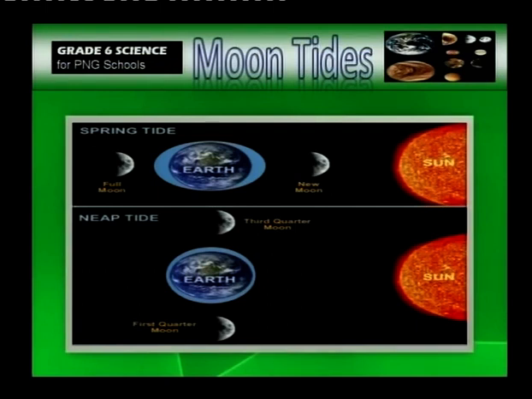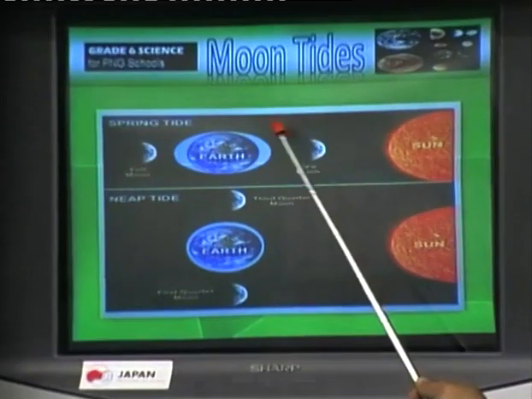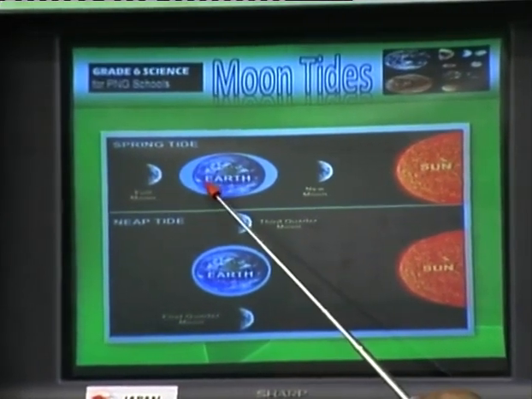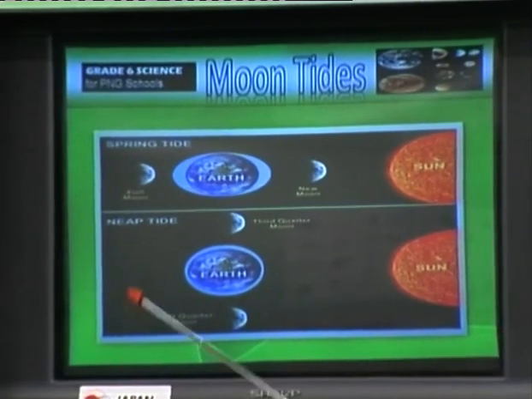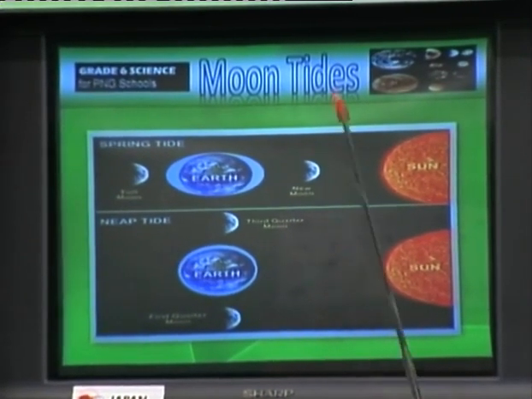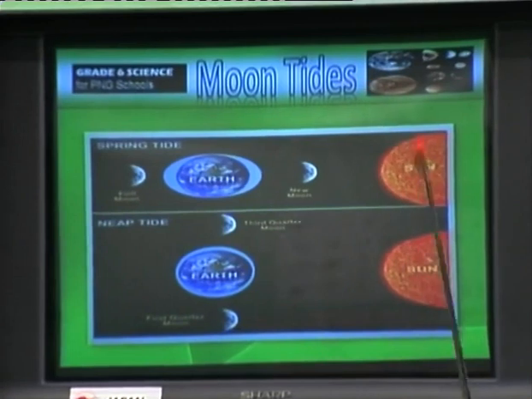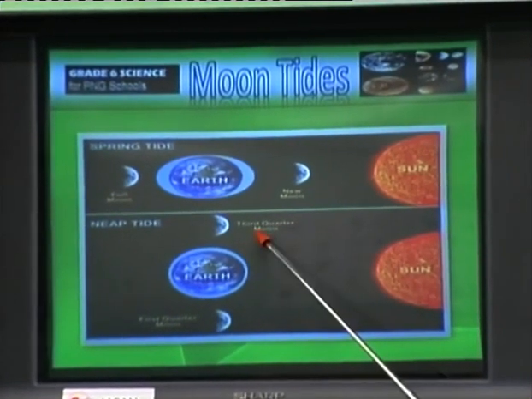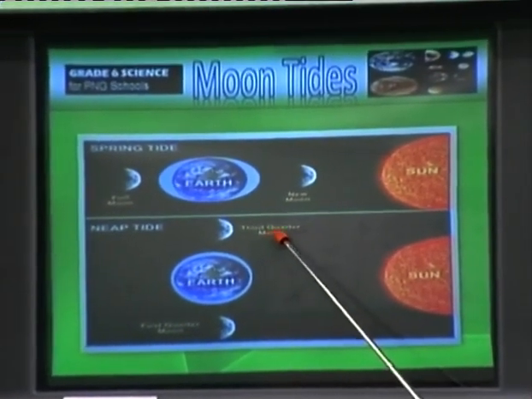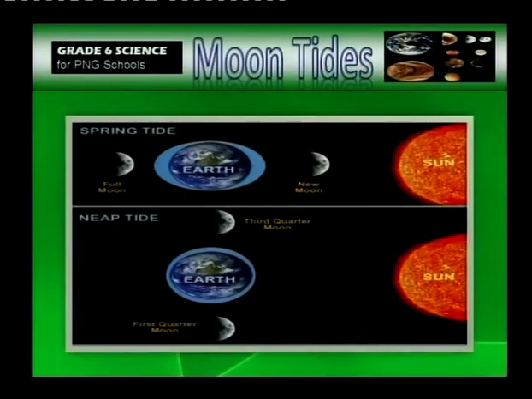The sun, the earth, and the moon, they are in line. And here we have the neap tide. Neap tide occurs during the first quarter moon and the third quarter moon. That's where you experience the low tide. Whereas the high tide or the spring tide occurs during the full moon.